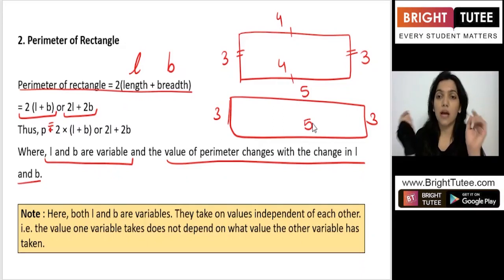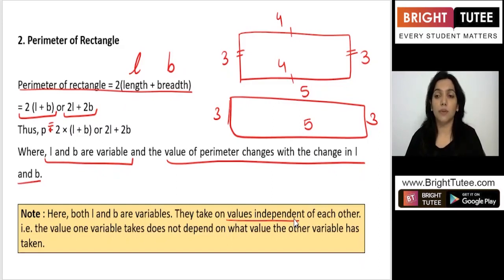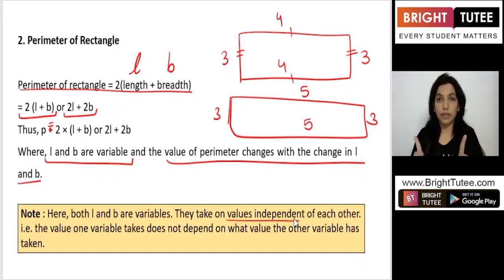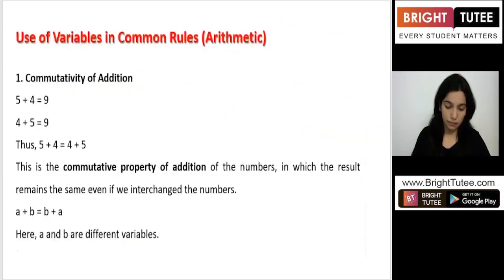That doesn't matter. So what we understand is that these L and B can take values independently. That is, the value of one variable does not depend on the other one. This is very important to understand: the variables are not connected to each other. L and B are two different variables. They have no connection with each other when it comes to putting a particular value for them.